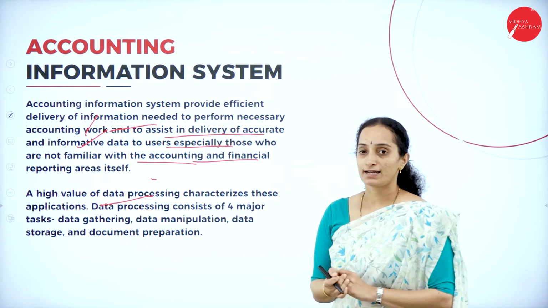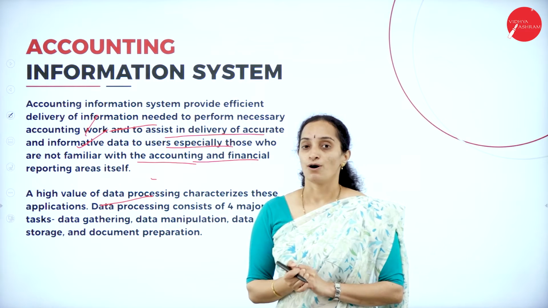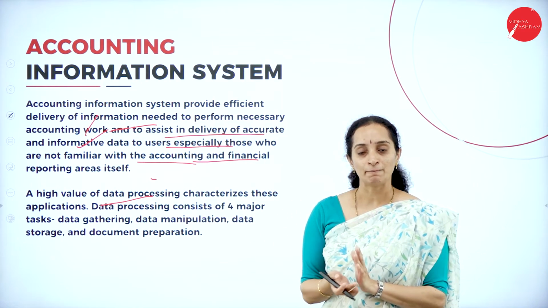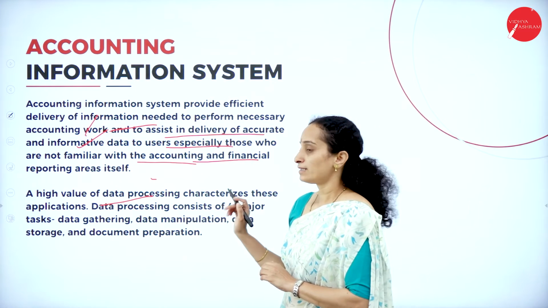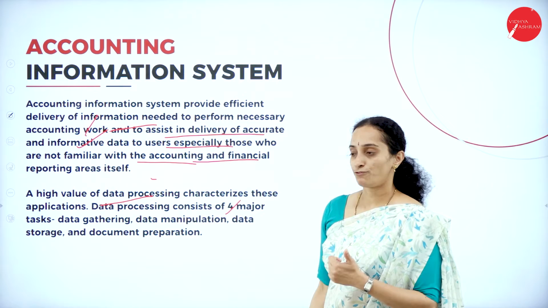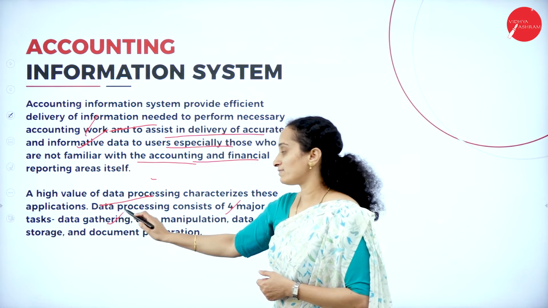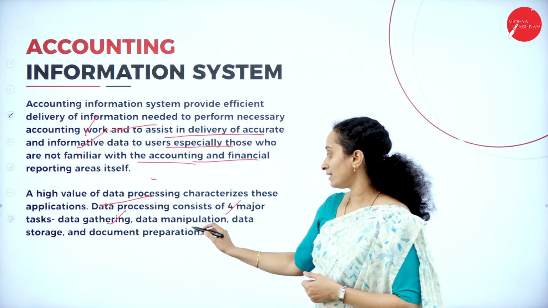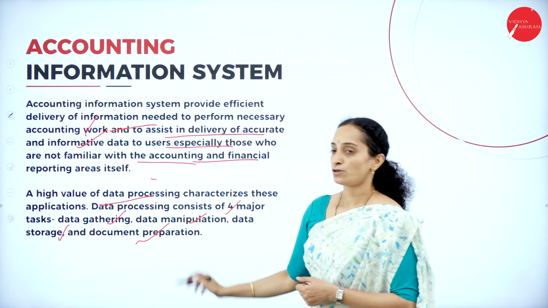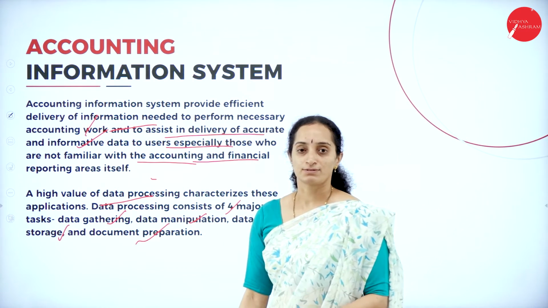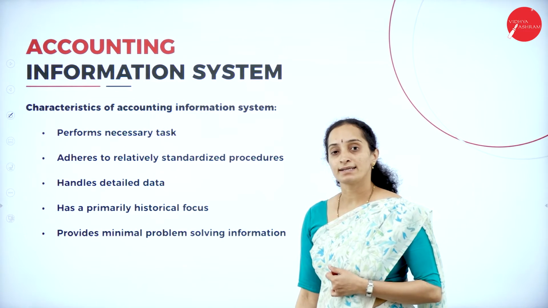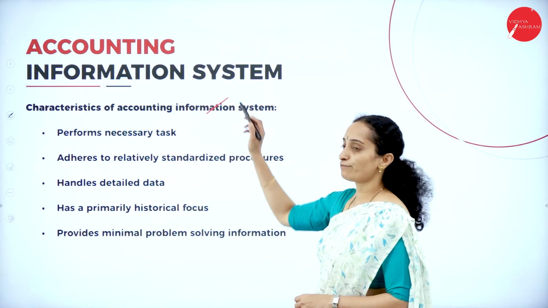We need the data processing characteristic of an information system to gather and process the data in the accounting department. The data processing in accounting IS consists of 4 major tasks, as we said in the previous sessions: data gathering, data manipulation, data storage, and document preparation. So what are the characteristics of the accounting information system?